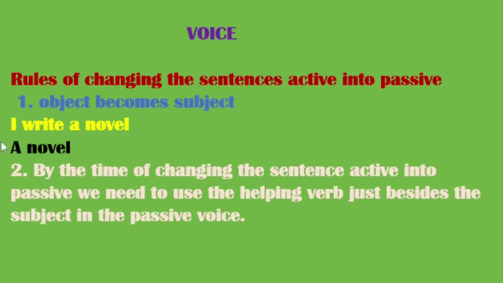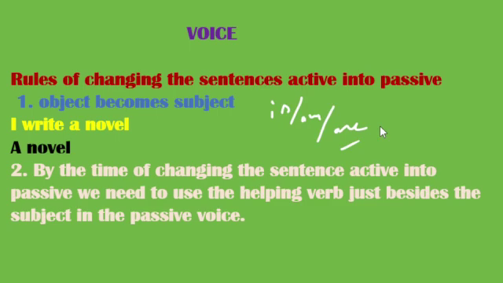If we form the structure, what is I? I is the subject, write is the first form of the verb, and a novel is the object. So now the sentence is given in simple present tense. Now, as we want to transform the sentence from active into passive, here we have three helping verbs. They are is, am, are. As we have three helping verbs, which helping verb should be used here?